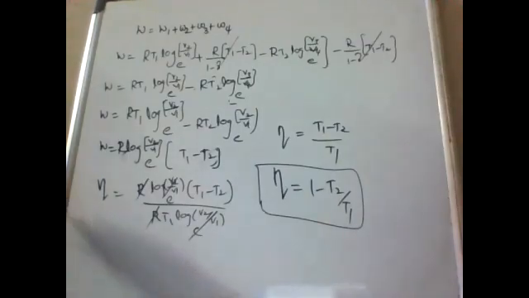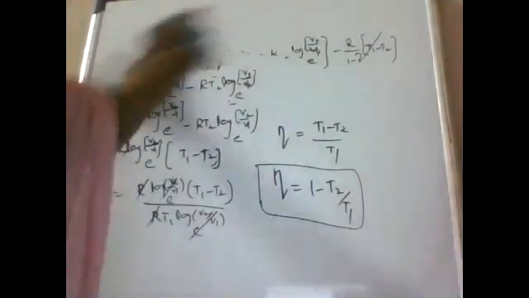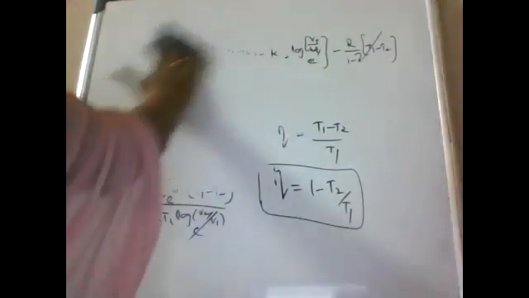Next, Carnot's theorem. This is the Carnot cycle, and the next one is Carnot's theorem. Carnot is the scientist's name. So what is the Carnot's theorem definition?